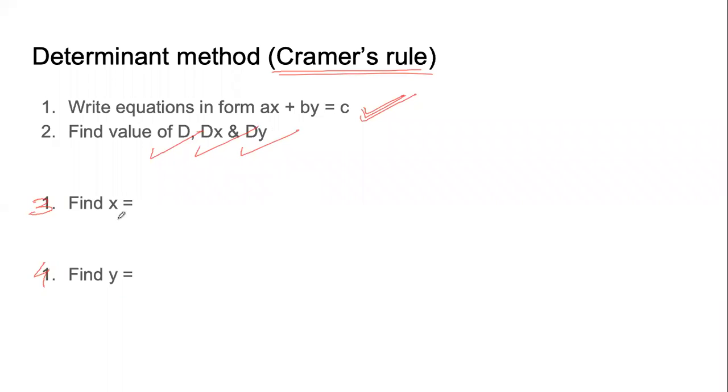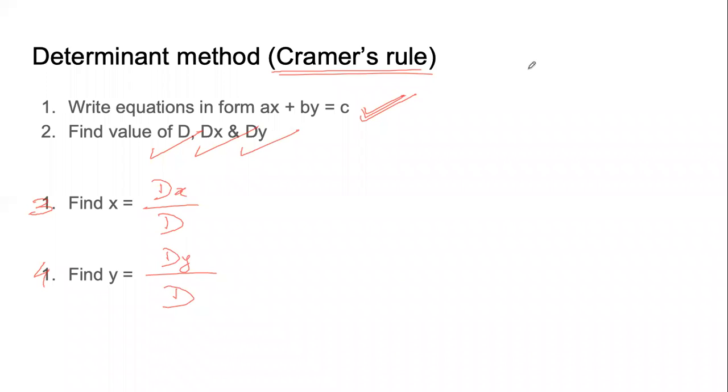Finally, we can find the value of x, that is, the value that the variable x should have to satisfy the equations, as Dx by D. And we can find the value of y as Dy by D. So the only question that remains to be answered is what is D, what is Dx, and what is Dy.